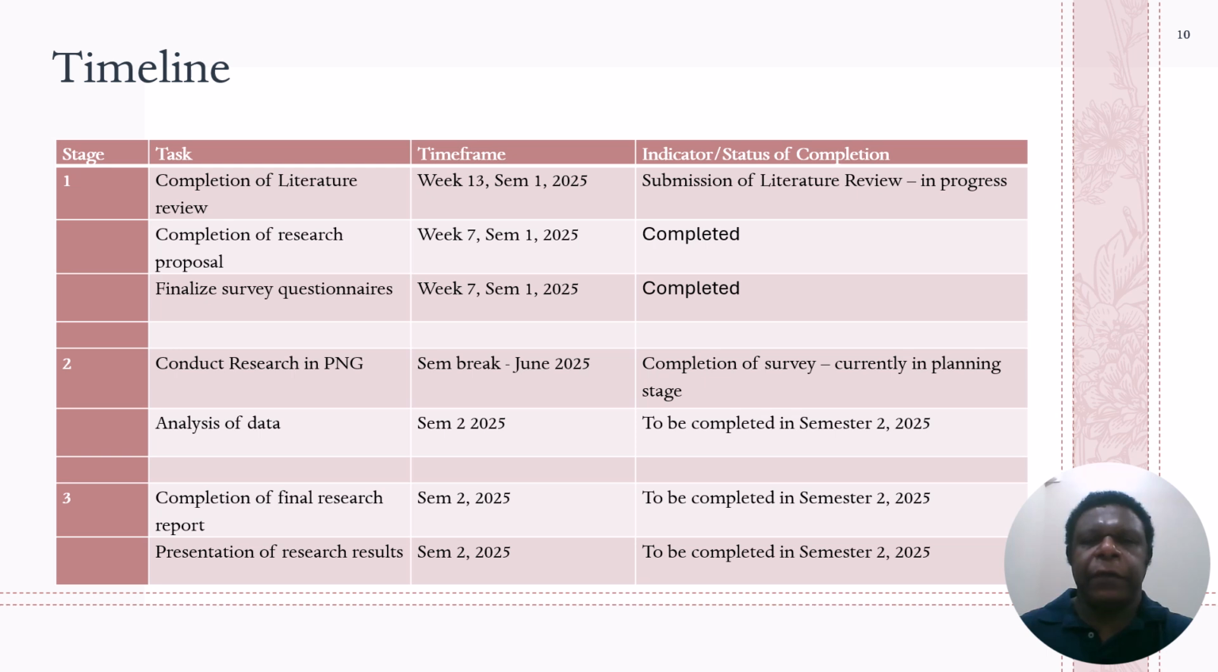Stage 2, we have the farmer survey in PNG, and that is planned for a week or two to be undertaken in my semester break in June of 2025. And data analysis will be undertaken in the second semester of 2025. And stage 3 is the completion of final research report and presentation and hopefully publication of results. And both activities will be undertaken in semester 2 of 2025.